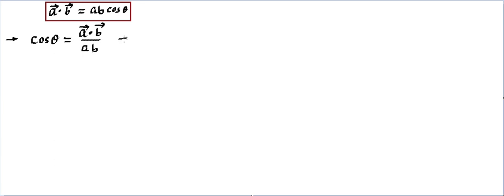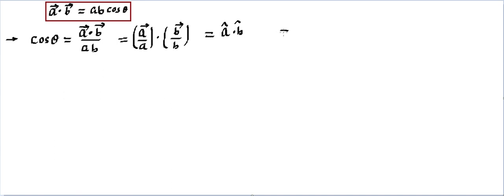Now we can further rewrite this in this manner, because this is a vector, so we can divide this a vector by a and put the dot in between. We can divide this b vector by b. If you remember the very basic definition of vector, vector divided by its magnitude yields a unit vector. So this will become unit vector, that means a cap dot b cap. So basically a cap dot b cap is the cos theta. So we can remember this as well.